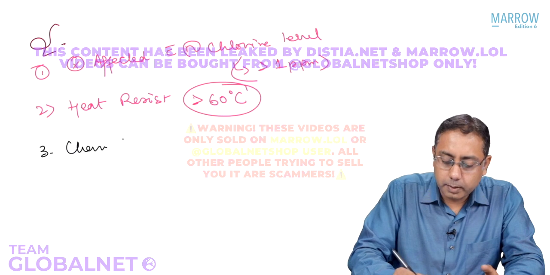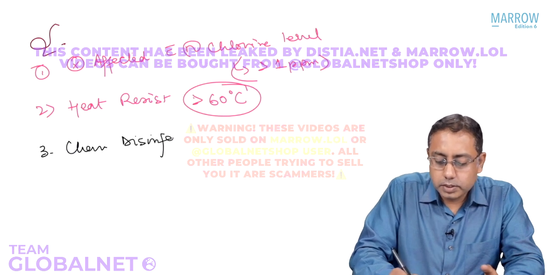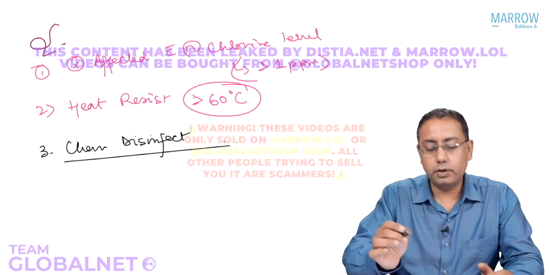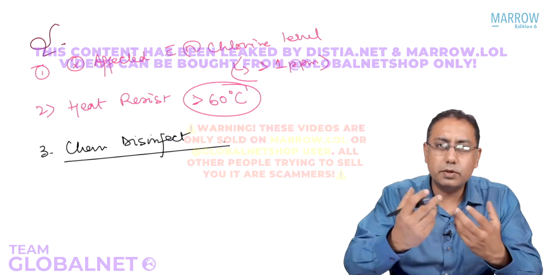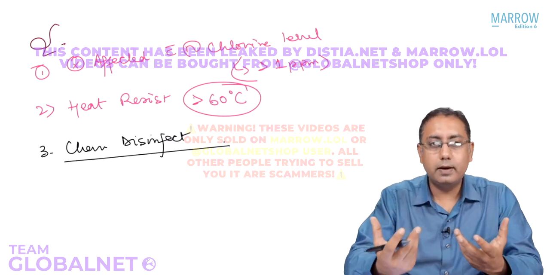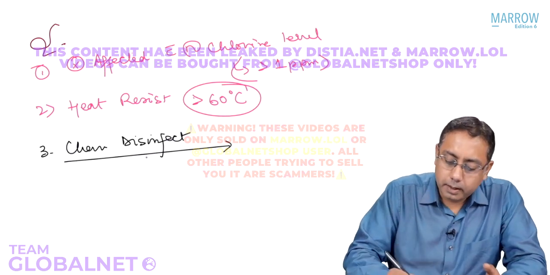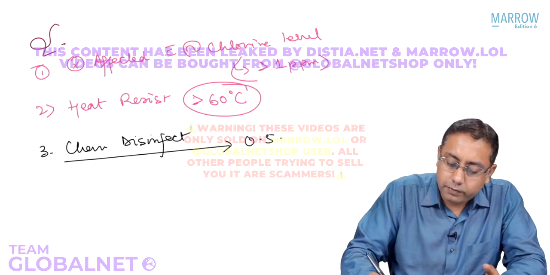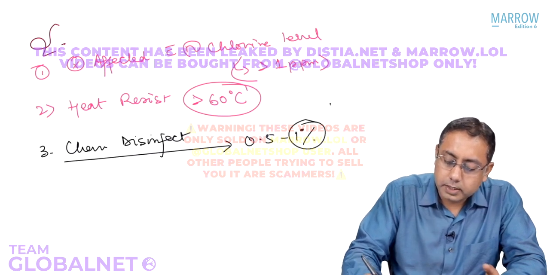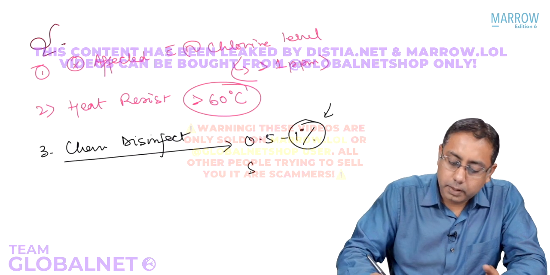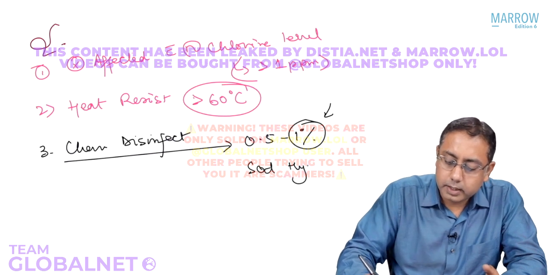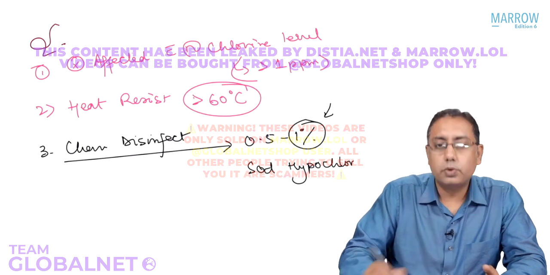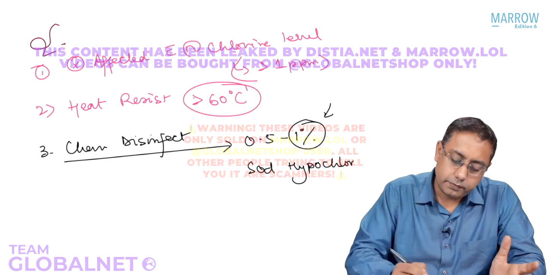If you talk about the chemical disinfectant, which is the disinfectant of choice, that is there for most of the viruses or most of the infections as well. The chemical disinfectant is 0.5 to 1%. If you get one answer, please mark 1%. Sodium hypochlorite, that is the general disinfectant. Sodium hypochlorite solution is the disinfectant of choice.